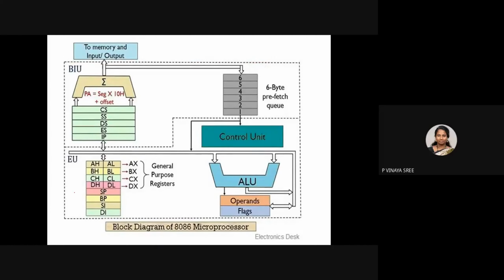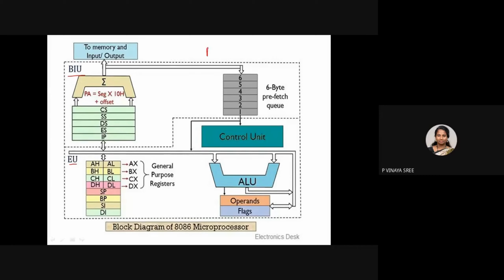So we have two main independent functions. What are those two main independent functions, ma'am? We have two independent units in 8086. Yes, we have a BIU and an EU. BIU is the bus interface unit, and EU is the execution unit.